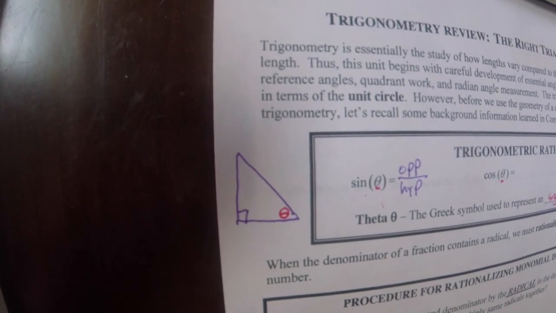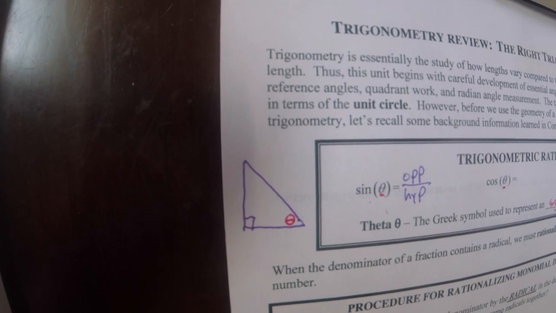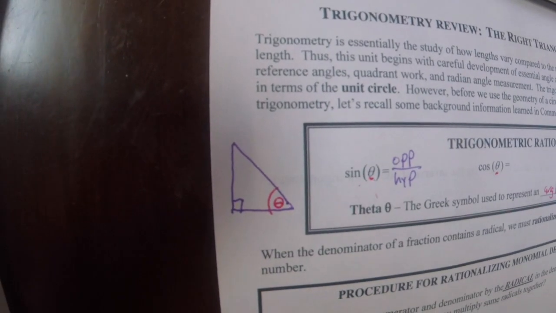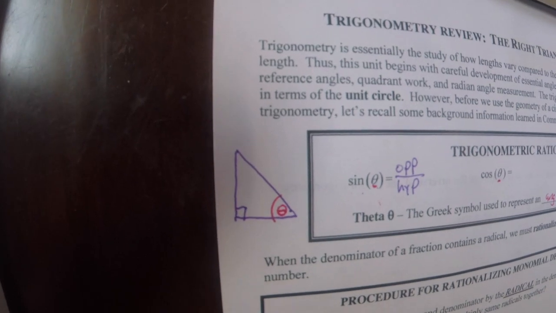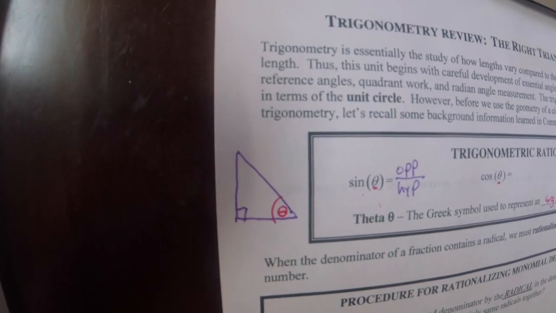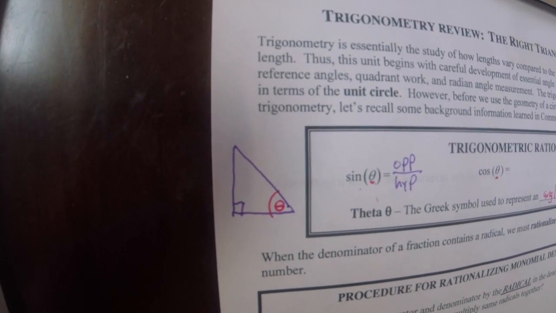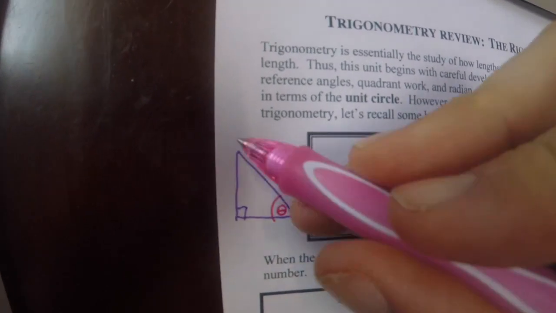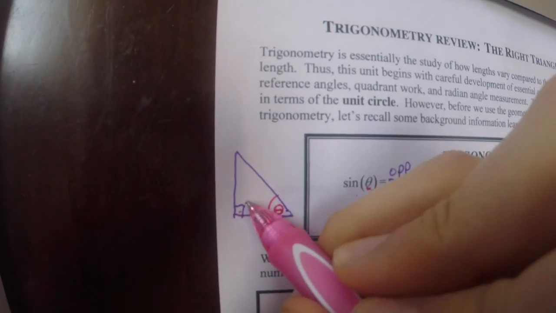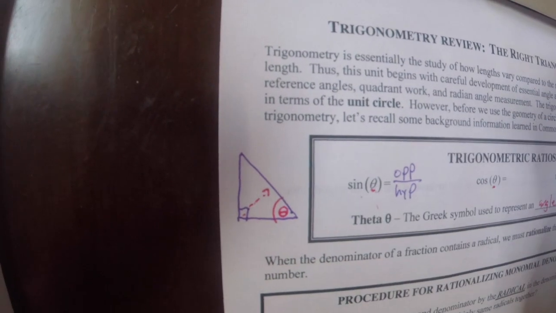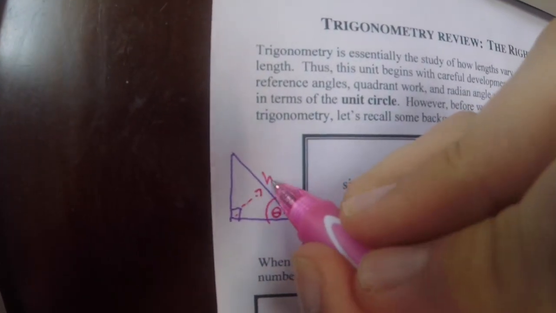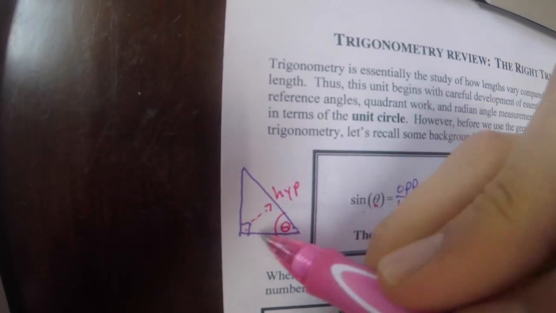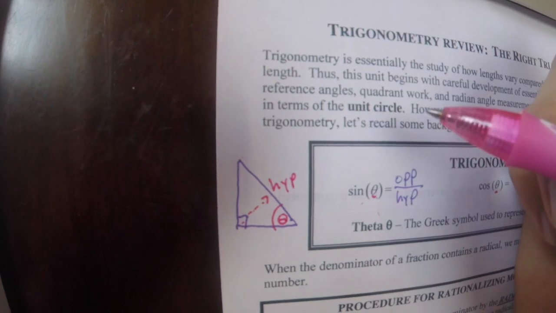So, first things first, if we were labeling this triangle based on theta, okay, there's three different sides. There's an opposite, there's a hypotenuse, and there's an adjacent. The hypotenuse never changes. The hypotenuse is always the longest side of the triangle, and it's always the one that's across from the right angle. You guys should remember that from last year, okay? This is the hypotenuse in this particular triangle because it's across from the right angle.